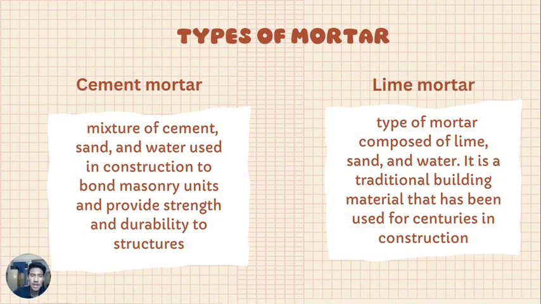The next one is lime mortar. Lime mortar is a type of mortar composed of lime, sand, and water. It is a traditional building material that has been used for centuries in construction. Lime mortar has distinct properties that make it suitable for certain applications, particularly in historic preservation, restoration work, and for specified types of masonry construction. There are different types of lime mortar, primarily categorized as hydraulic lime mortar and non-hydraulic lime mortar.